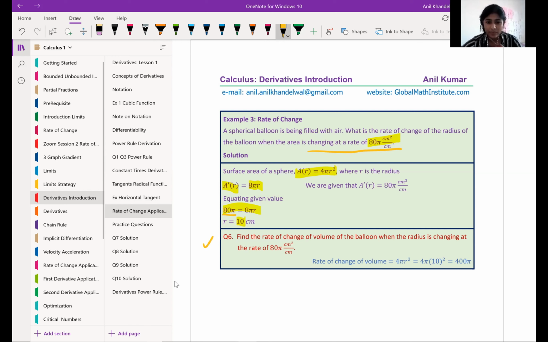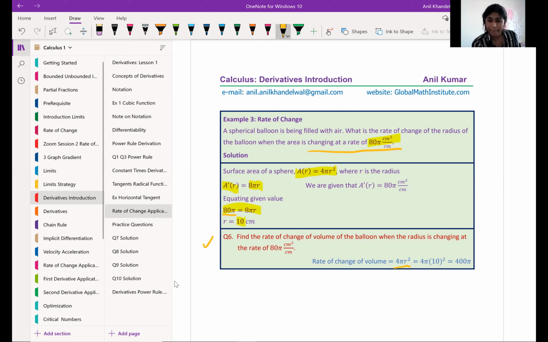Now, how will you do question number 6? So we found the rate of change of the volume as 4 pi r squared, right? So then we just substitute in, because we found the radius is 10, into the formula, and you get 400 pi. Perfect. We did this particular thing, rate of change of volume, earlier in chapter 1, correct? You remember that? We did it with first principles.